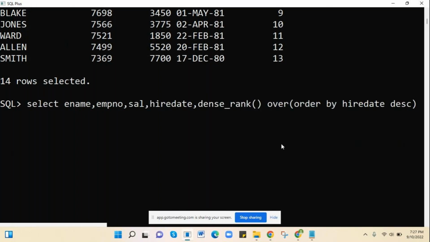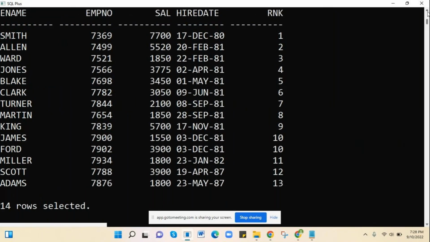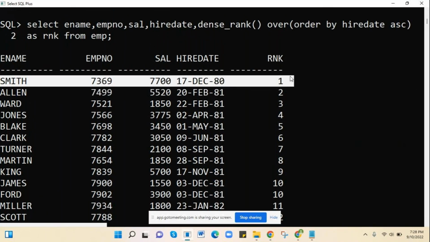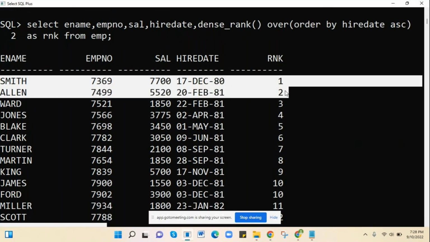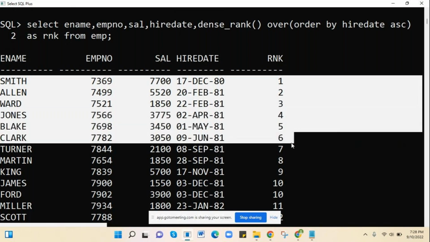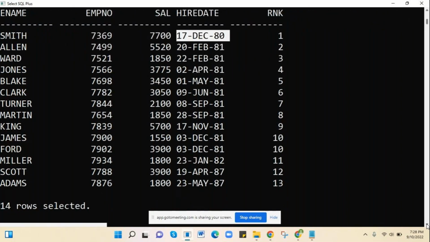Okay, you can use ascending also. Ascending means oldest employee. Smith joined in 1980, the first employee in my company. Next, Allen joined in February 81, after 2 months. Next, Ward. Next, Jones, Blake, like that. Ascending means the oldest one. Not only hire date.